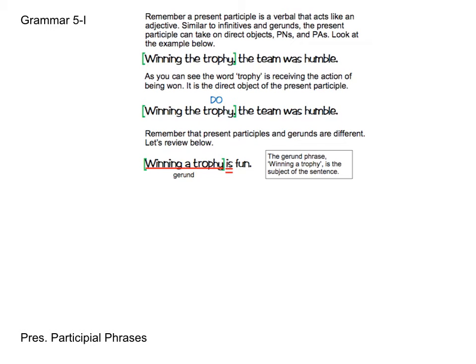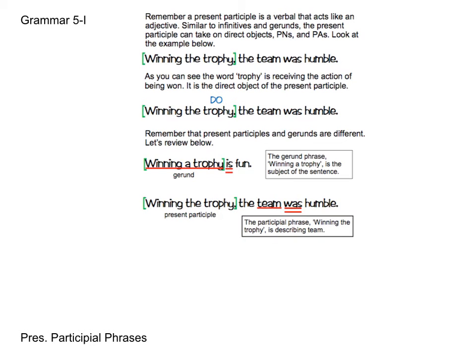Now, if we contrast this with the next sentence, we have winning the trophy, the team was humble, which we've already looked at before, and we know that team and was is our subject and verb. And in this sentence, winning the trophy is not the subject, and it's also not receiving an action, so it's not functioning as a direct object, and it's also not renaming the team. It's just modifying the team. It's telling us which team is being referred to. So once again, just take your time and notice what each phrase is doing in the sentence, as well as what's going on inside the phrase.